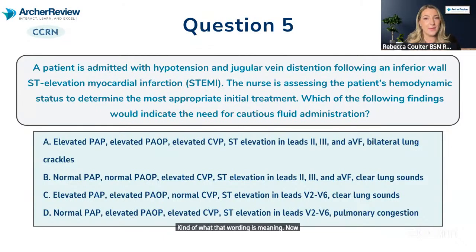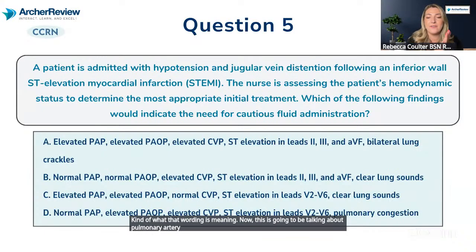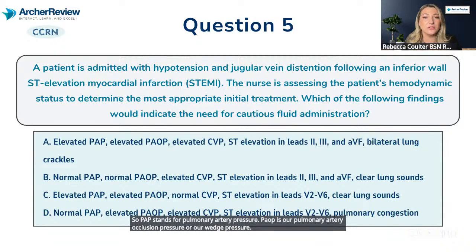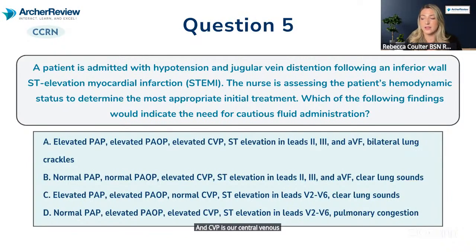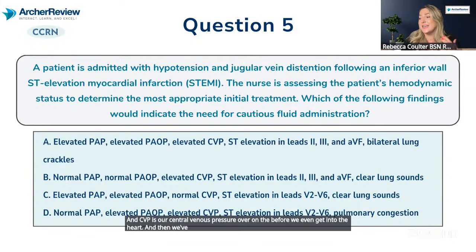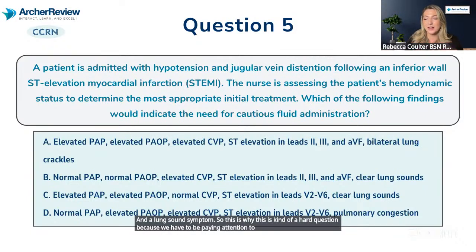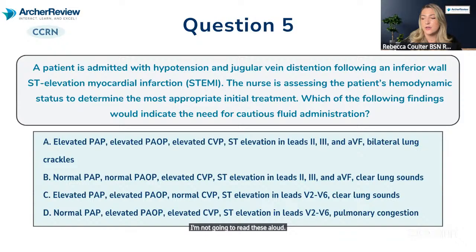Now, this is going to be talking about pulmonary artery pressure numbers. So when we have a pulmonary artery catheter in place, that's what we're looking at here. PAP stands for pulmonary artery pressure. PAOP is our pulmonary artery occlusion pressure, or our wedge pressure. And CVP is our central venous pressure, over on the venous side before we even get into the heart. And then we've got ST elevation leads and a lung sound symptom. This is why this is a hard question, because we have to pay attention to so many different details. I'm not going to read these aloud. I'm just going to have you read through them, because I think it'd be more confusing if I read them.